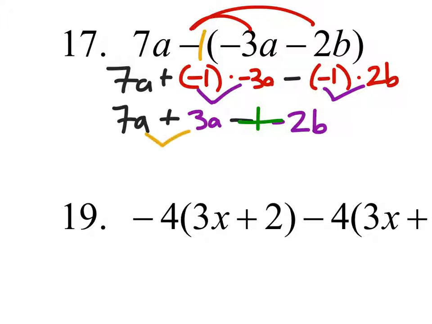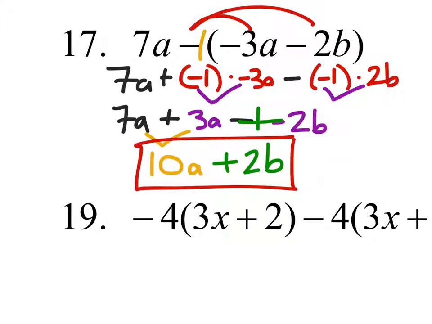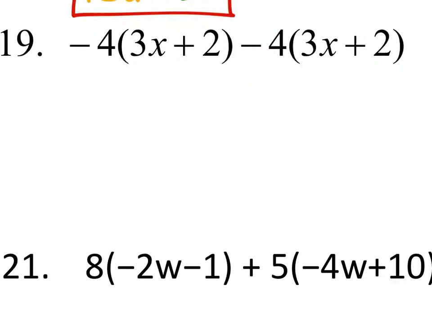Well, I've got these a's. I've got 7 a's and then 3 a's. That's going to combine to give us 10 a's. And then we just got this plus 2b. There was nothing else to combine with for that. So 10a plus 2b, that's what I'm going to stick with. Let's look at 19 as well.